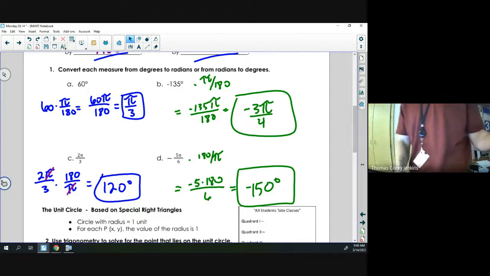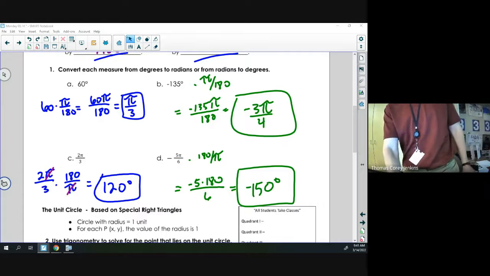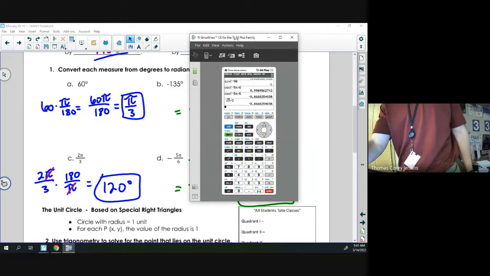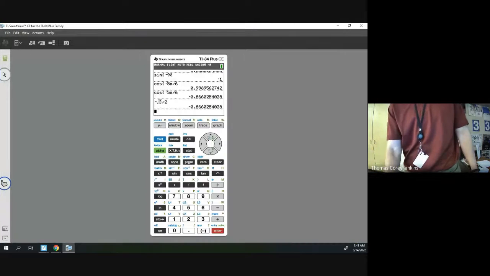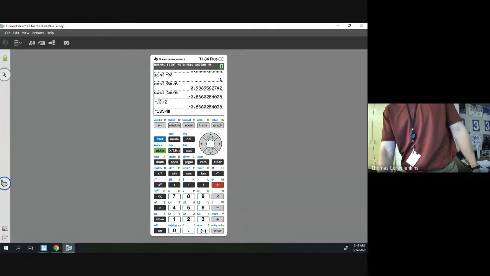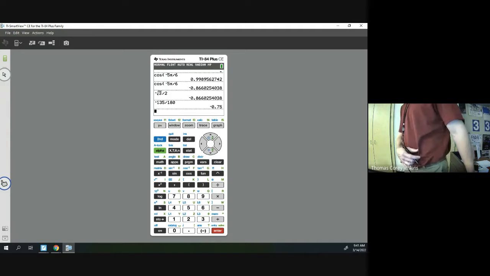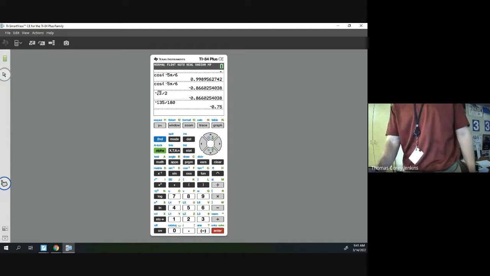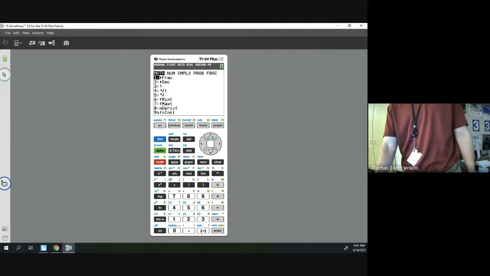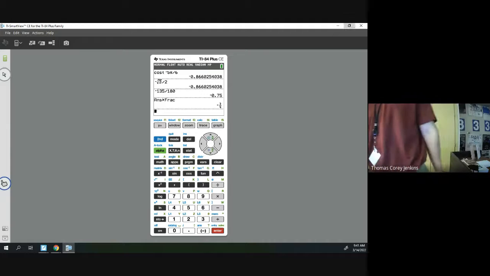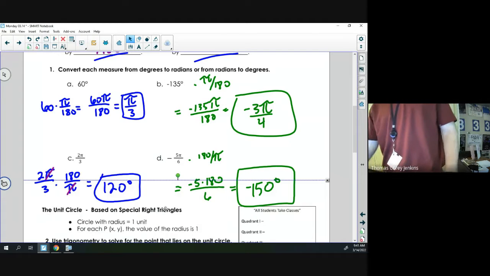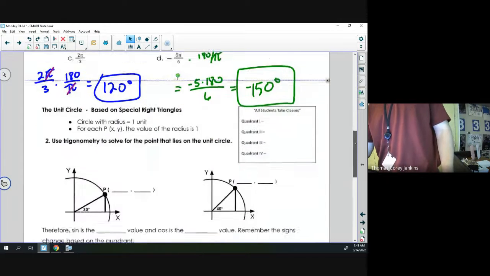Just a quick reminder on a nice, easy way to reduce a fraction. So say negative 135 over 180. We can just type that in as a division problem, or a quotient, I guess I should say. Make it a decimal, and then we know that's negative 3/4, but if we didn't, we could go to math, fraction, and hit enter, and then there's your reduced fraction. All right, so now moving on to the big stuff here.